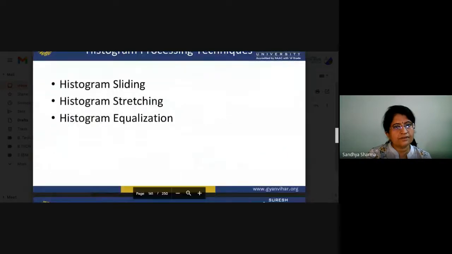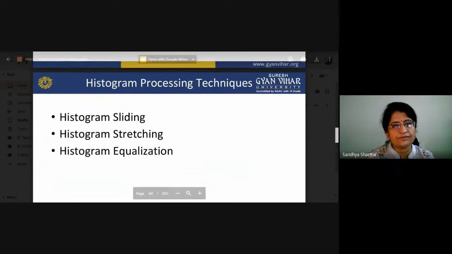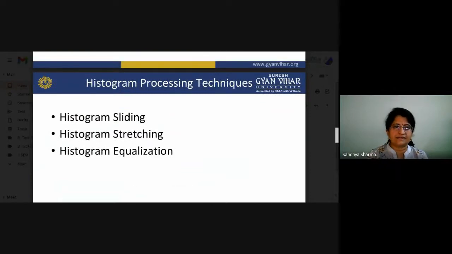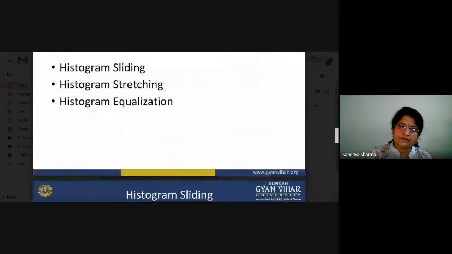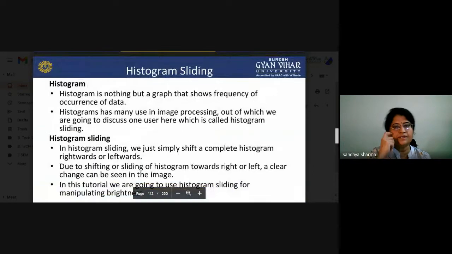First of all, we will discuss the types of histogram processing techniques. In histogram processing, the first one is histogram sliding, then histogram stretching, and histogram equalization. First, we will see the histogram sliding technique. A histogram is nothing but a graph that shows the frequency of occurrence of data.